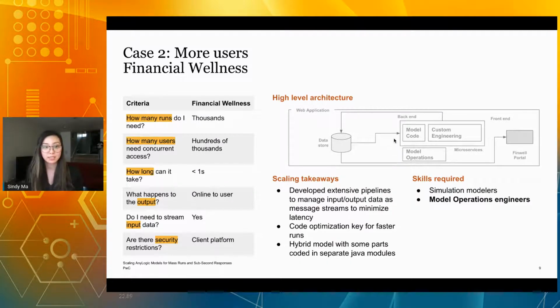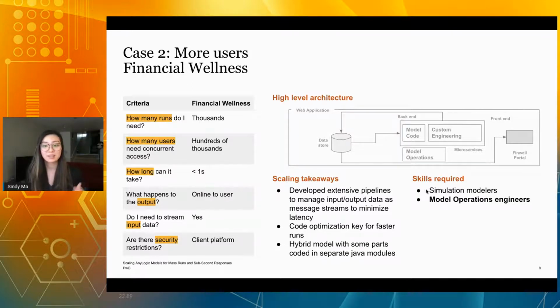Another clever thing done here was that not all of the model needed to be in AnyLogic. We would take out some of the components that could run individually, and have those just as Java code sitting outside. And then the custom engineering ran the particular components as needed. Another thing that was done here was that a lot of runs were pre-run and stored in a data store. The user could then be matched to one that was in the data store. So that's a little bit of caching, so that you don't have to run everything from the beginning.